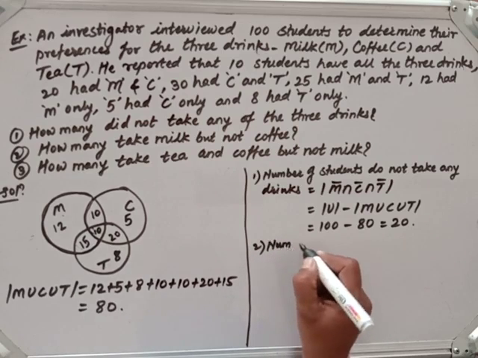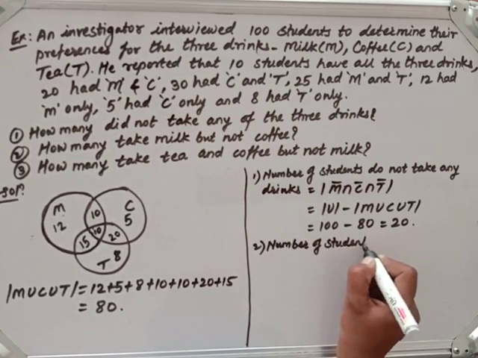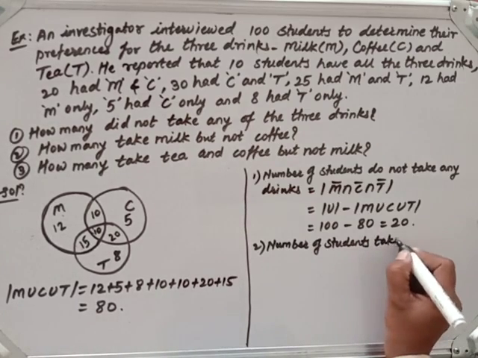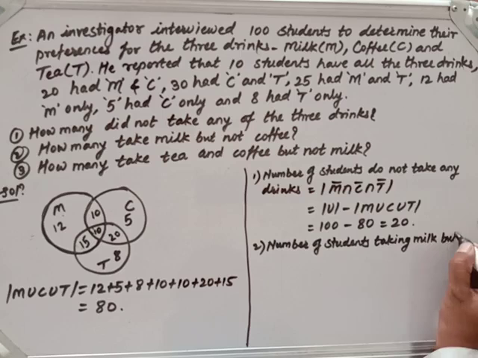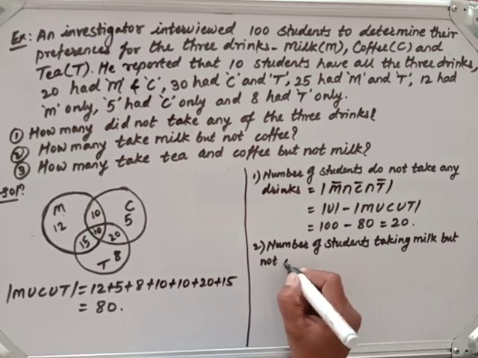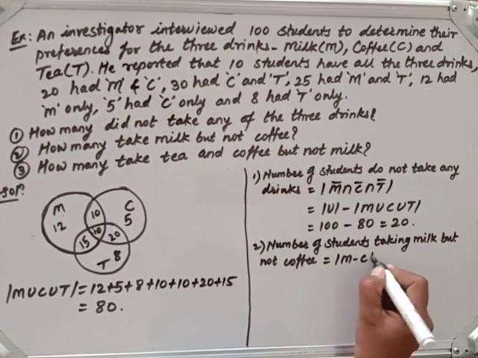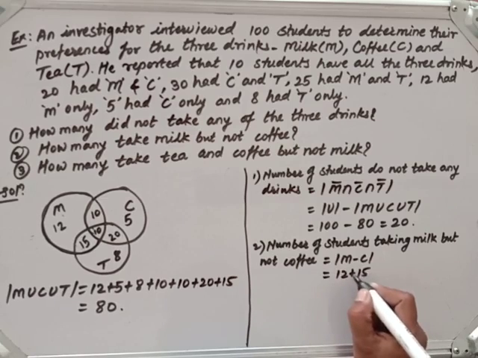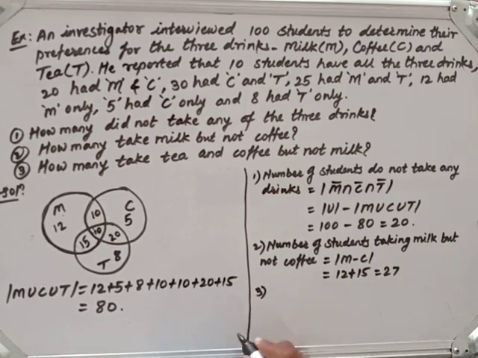So the number of students taking milk but not coffee is the cardinality of M minus C. From the Venn diagram we can easily observe that M minus C consists only of these 12 and 15. So the answer will be 27.